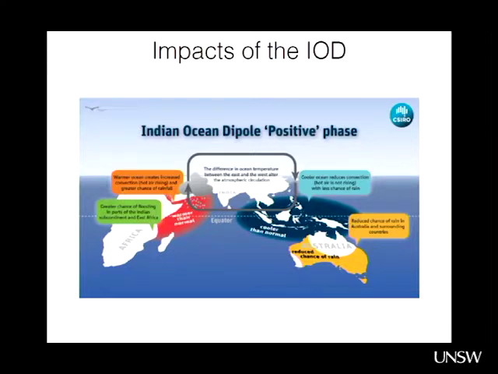So when the dipole is positive, it's warmer over here than over here. You have a reduced chance of rain over this band right over the middle of Australia. It also has effects in Africa, particularly with the monsoon. But if we focus on Australia, then it's associated with a reduced chance of rain. And the opposite, so when the Indian Ocean dipole is negative, we have greater chance of rain in Australia.